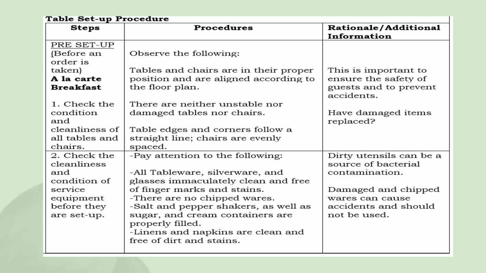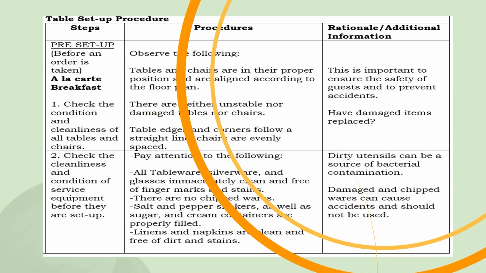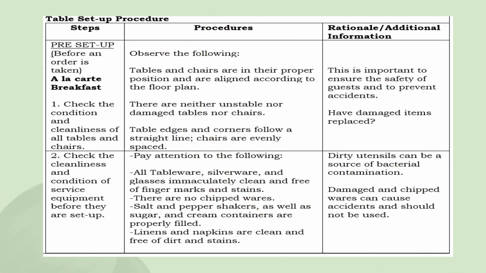There are neither unstable nor damaged tables nor chairs. Table edges and corners follow a straight line. Chairs are evenly spaced. This is important to ensure the safety of guests and to prevent accidents. Have damaged items replaced. Number 2, check the cleanliness and condition of service equipment before they are set up. Pay attention to the following.